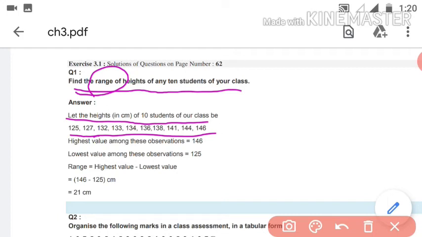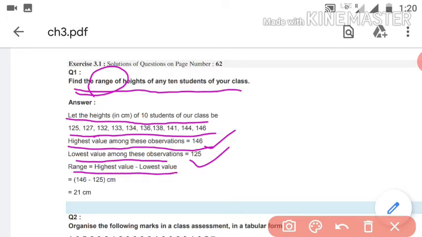What we have to find? Range. So we know the formula of the range, isn't it? What is the formula of the range? Highest value minus lowest value. I have already arranged all the heights in order. Now the highest value among these observations is 146, and the lowest value is 125. We know the formula of range is highest value minus lowest value.